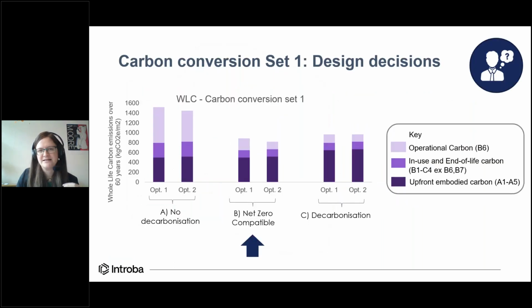But effectively, with carbon conversion set 1, which is all about making design decisions, you have a central net zero compatible scenario, so you can understand what's going on in your project and which option has the lowest whole life carbon. Then you can just sense check: if we have no grid decarbonisation, what's the lowest option? If we had grid decarbonisation, what's the lowest option?